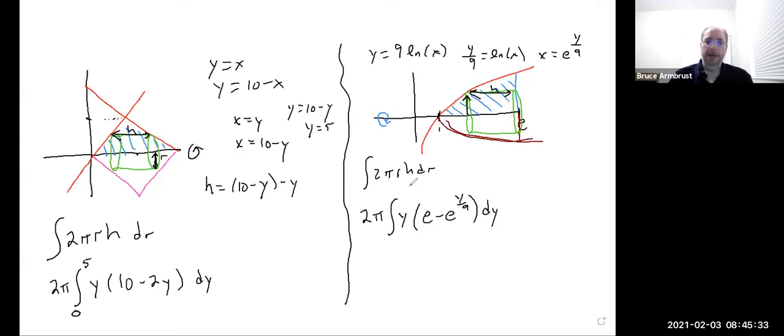All right, so lastly, we need bounds. We need the y values for this original blue shaded area. The lowest y is 0. So the question is, what's the highest y? Well, that's going to be when x is equal to e. So if I plug in e here, I get y is equal to 9 natural log of e. The natural log of e is 1. So that gives me y equals 9. So the highest point on this is y equals 9.